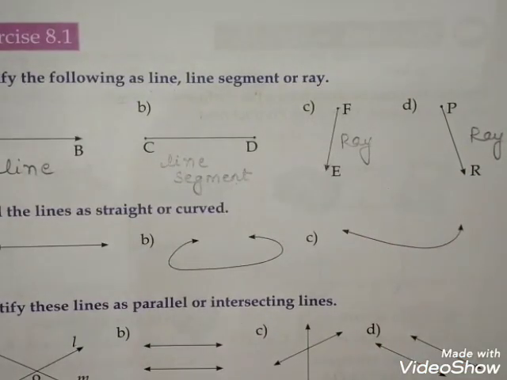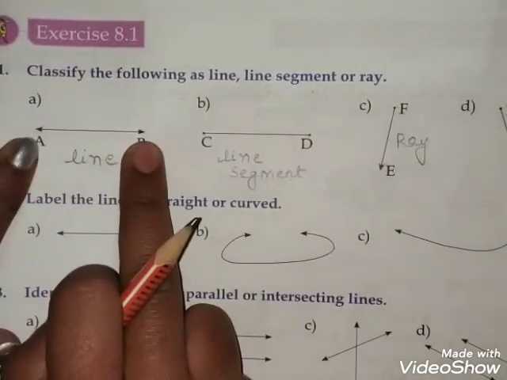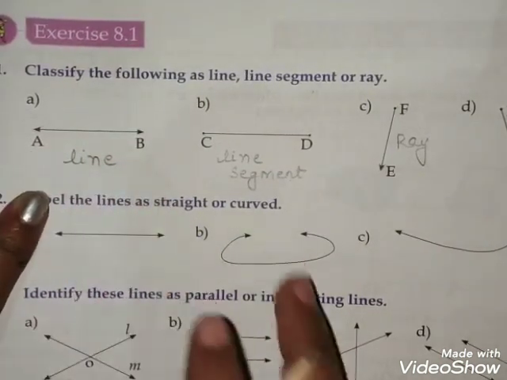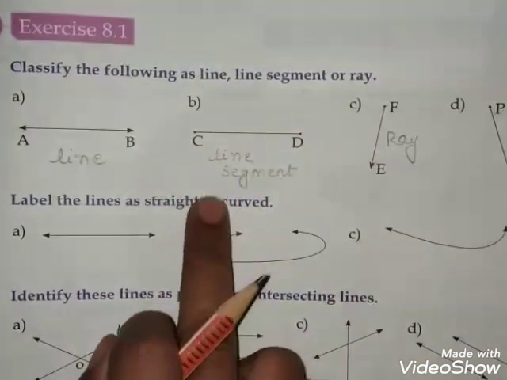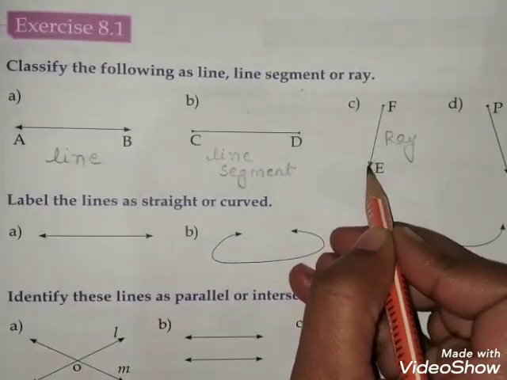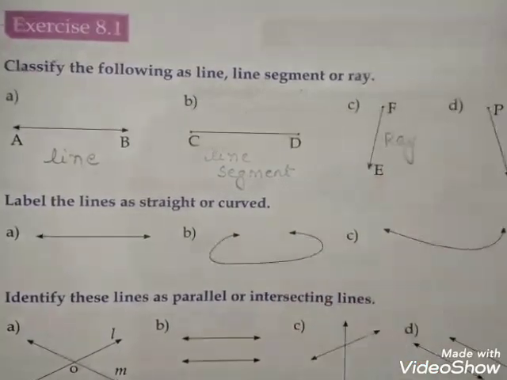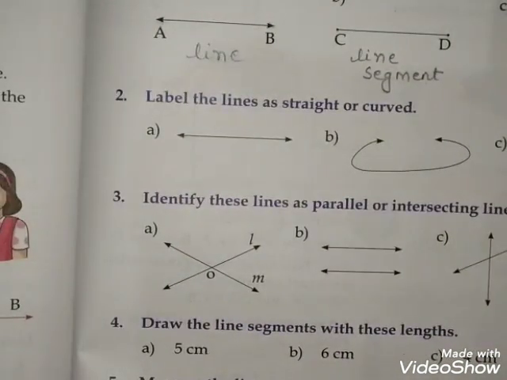Alright, so it means the line which has the arrow both the sides, it means it is line. Then if we have no arrow at both the ends, it means it is line segment. Then if we have the arrow only at one end, then it is ray here. Okay, now moving to the next question.